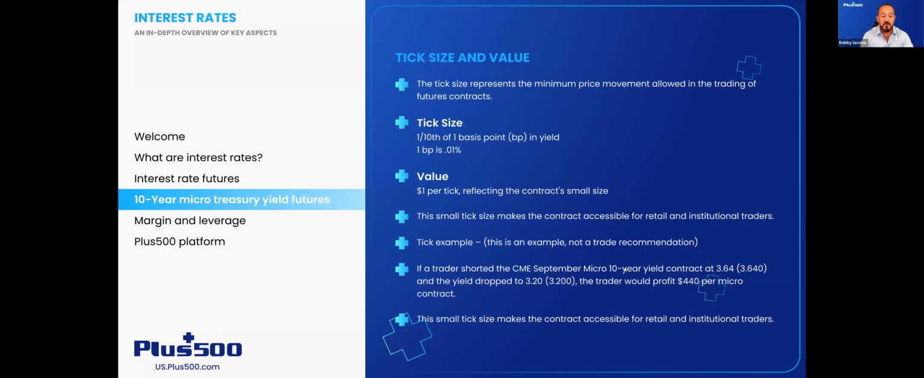Here's another one. If a trader shorted the CME micro 10-year futures contract at 3.64, that's 3.640. Remember that third decimal point. And the yield contract dropped to 3.20, that's 3.200. The trader would profit $440 per micro. Okay, so that's how much that is per micro contract. It's 440 ticks, and it's $1 per tick. That's a pretty big move, 3.64 to 3.20, but that's probably not going to happen in a day, just so you guys know. The small tick size makes the contract accessible for retail and institutional traders. All right.